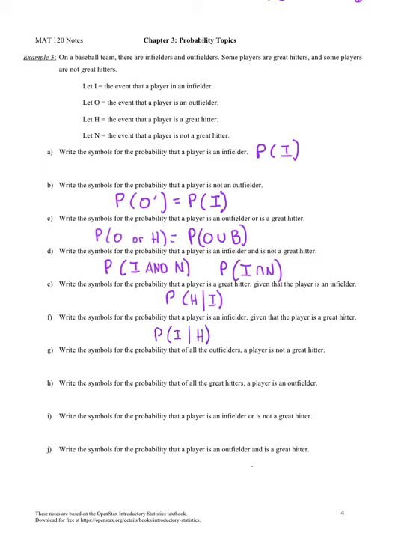The symbols for the probability that of all outfielders, a player is not a great hitter. So that would be the probability of N given O. And for H, the probability that of all the great hitters, a player is an outfielder.